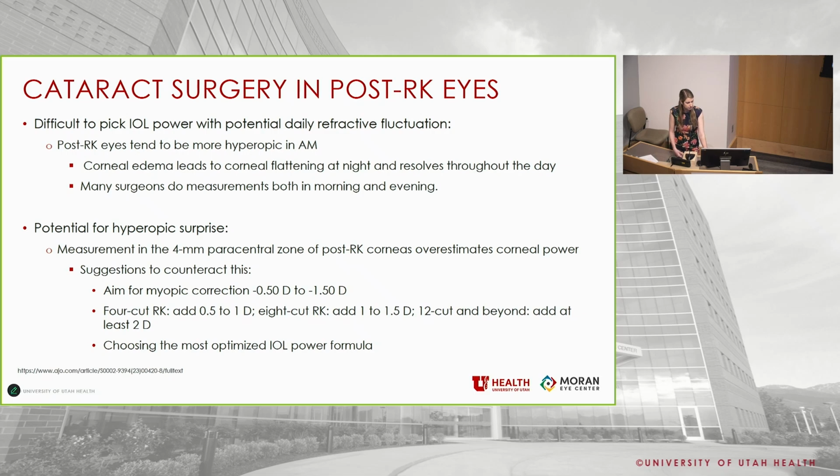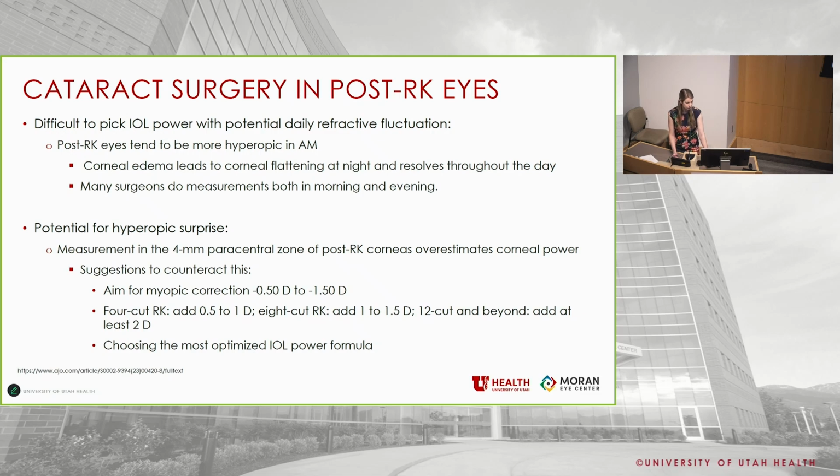So the measurement in the 4 millimeter paracentral zone of the post-RK corneas overestimates the corneal power, which can cause hyperopic surprise. So suggestions to counteract this are things such as aiming for more of a myopic correction. If you're going to have a hyperopic surprise, you can aim more myopic and hopefully get a pretty good correction out of that.